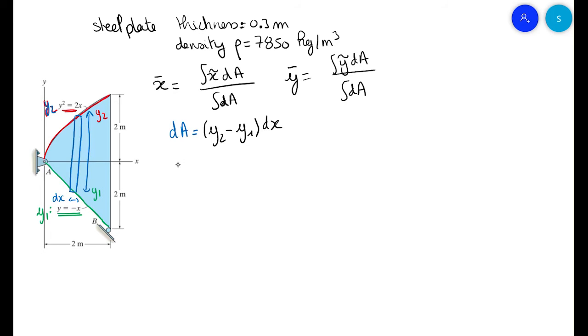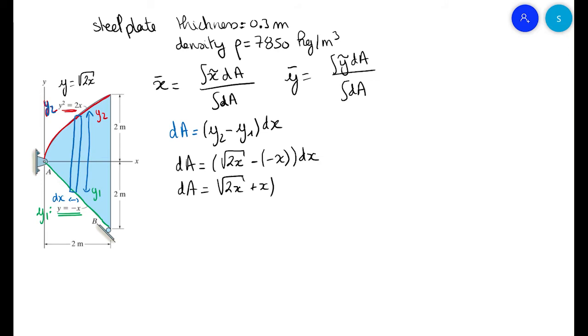So what is y2? y squared equals 2x, so y is equal to the square root of 2x, and minus y1 is minus x. So we can rewrite dA as the square root of 2x plus x, dx. So that's for the dA. We wrote dA in terms of x only.